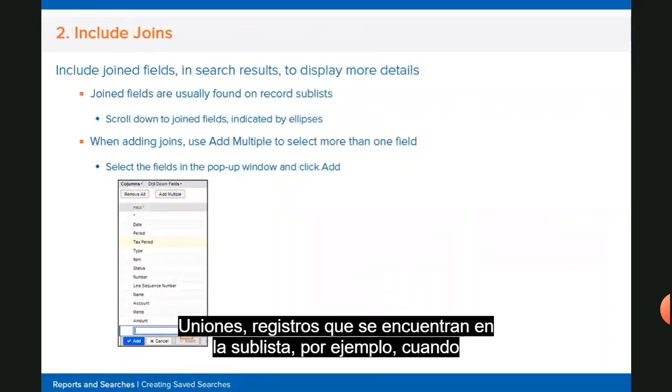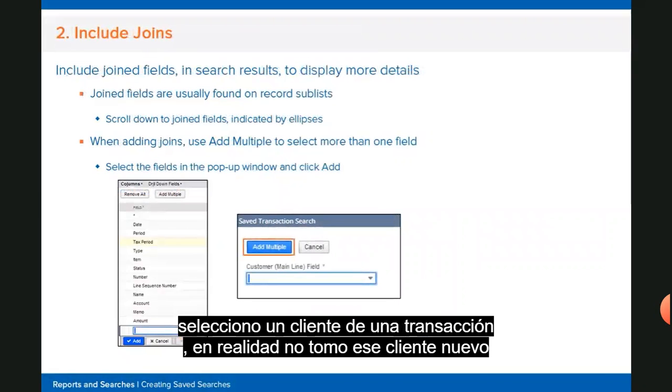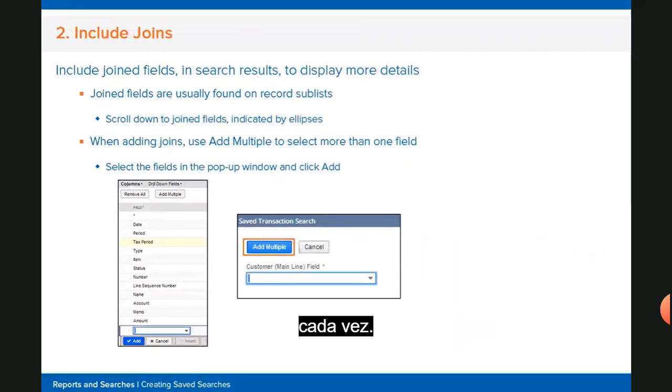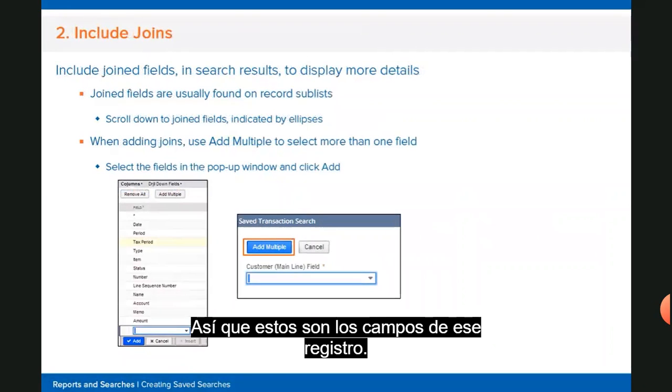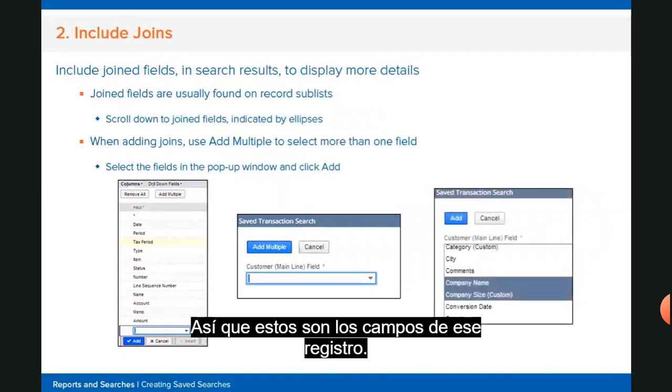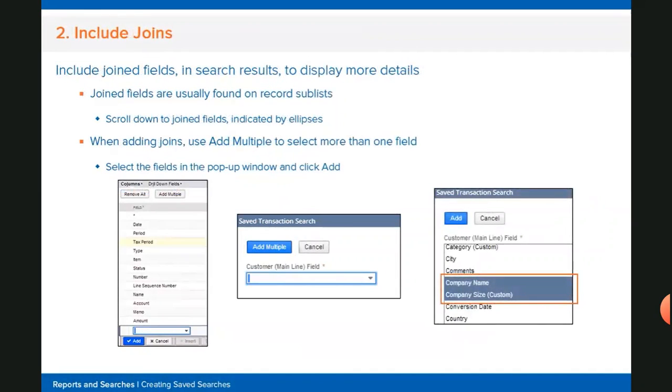Joins, records that are found on sublist. For example, when I select a customer from a transaction, I don't actually type that customer in brand new each time. I select it from a list of customers. So these are the fields on that record. We chose name and size.